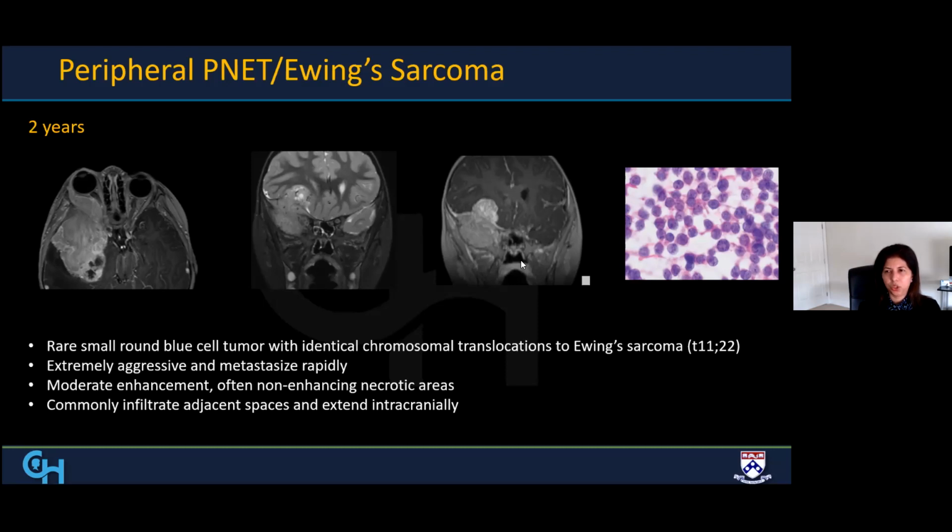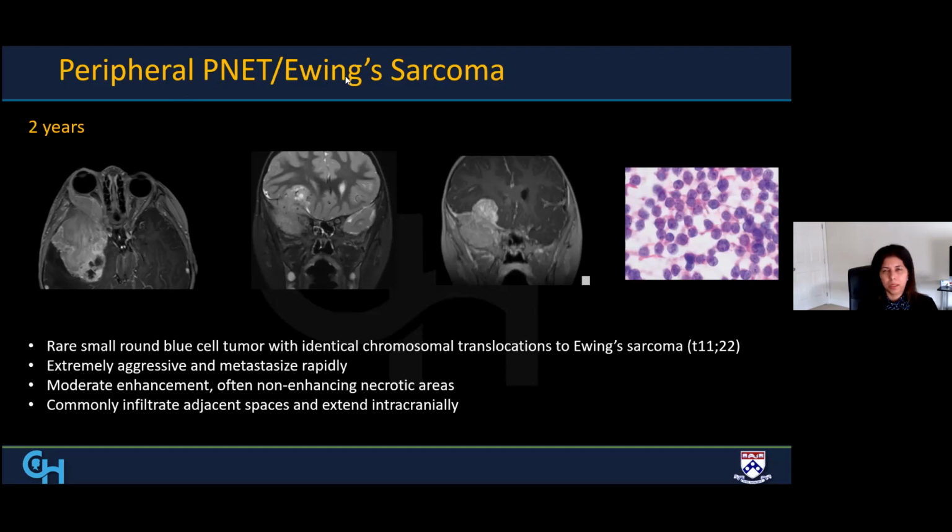It's a small blue cell tumor, so it will show restricted diffusion and quite aggressive looking heterogeneous mass-like lesions. Usually they occur in young patients, around 2 years of age. They grow very rapidly and metastasize. They usually have a few necrotic centers by the time they present, and commonly infiltrate adjacent spaces. So think of something extremely aggressive when you have a component of marrow involvement and aggressive destruction of surrounding structures. This should be an entity that is kept in mind.